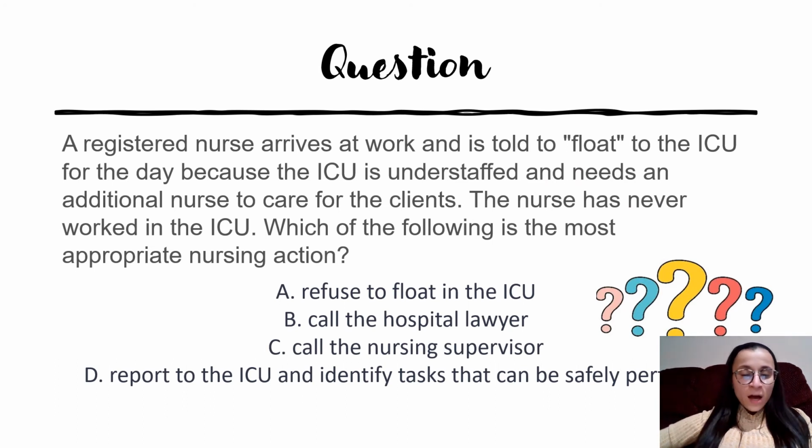Here's a question. A registered nurse arrives at work and is told to float to the ICU for the day because the ICU is understaffed and needs another nurse. This nurse has never worked in the ICU, so which is the most appropriate action that they should do? Number one, they should refuse to float to the ICU. Number two, call a hospital lawyer. Number three, call the nursing supervisor. Or number four, report to the ICU and identify the tasks that can be safely performed.